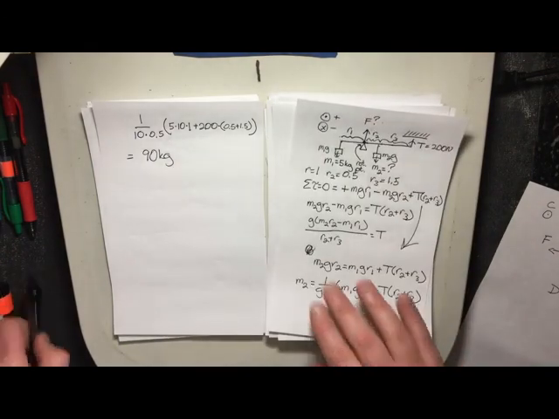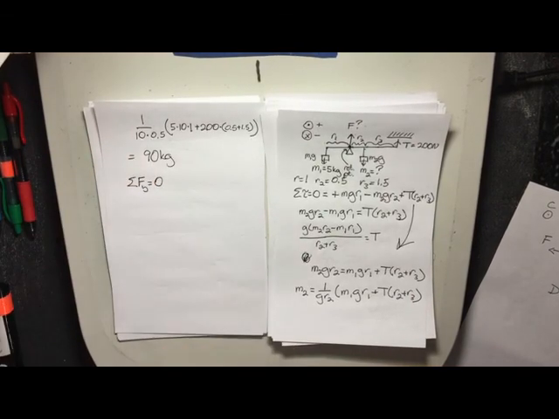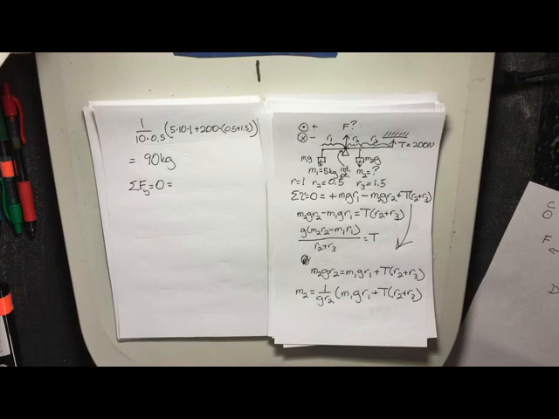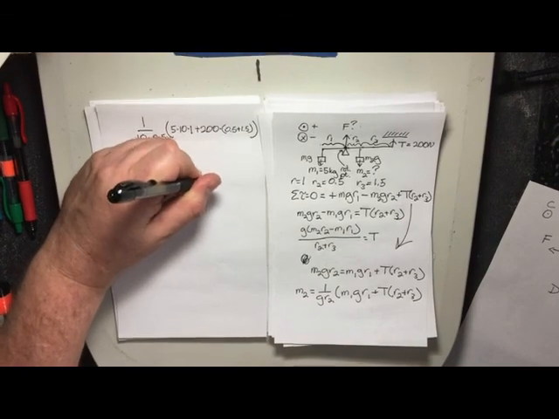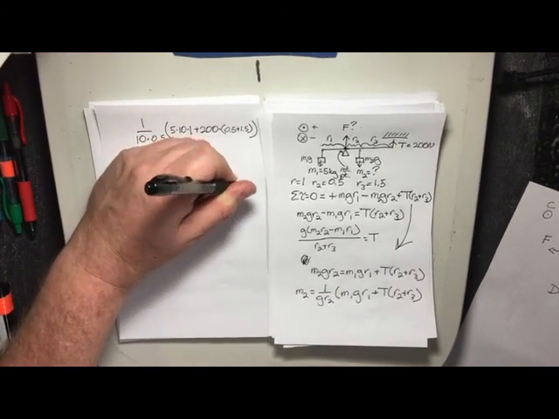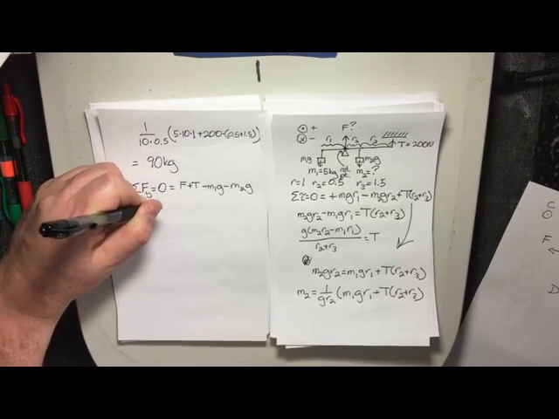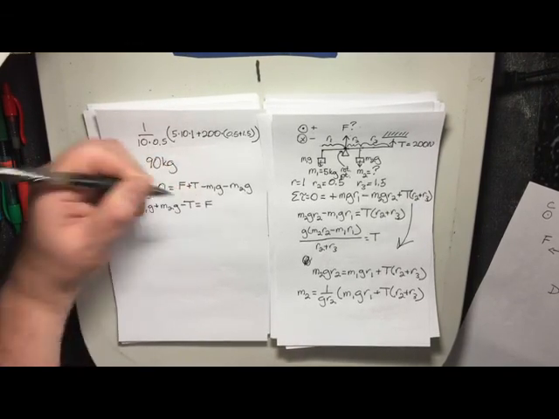The last bit. Sum the vertical forces is equal to 0. It's not going to the ceiling. It's not falling down. We're not summing torque, so we don't have to worry about the distance. We're summing forces. F plus T minus M1G minus M2G equals 0. I'm looking for F. So M1G plus M2G minus T is equal to F.